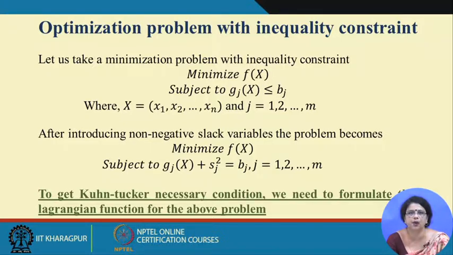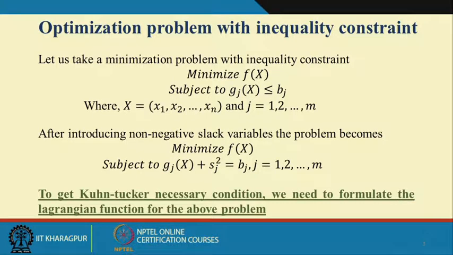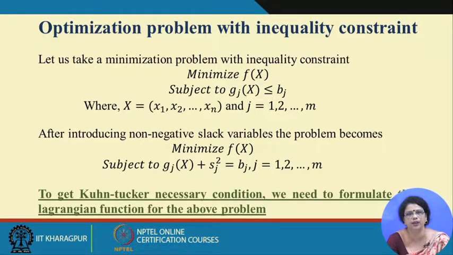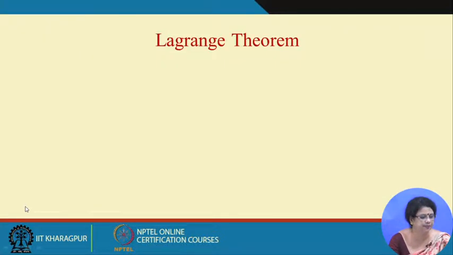We will construct the Lagrange function as well, but instead of introducing the Lagrange multiplier, here we will introduce the KKT multiplier. And the significance of the KKT multiplier, and how to handle the problem with inequality constraints where the slack variables are there, all these things I will discuss. I will start discussing today only.